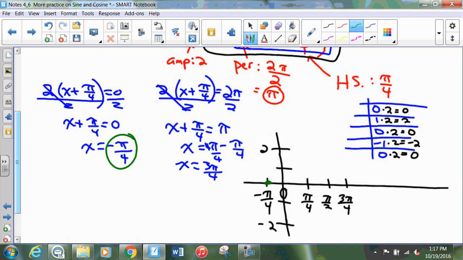So when I plug in negative pi over 4 to the equation, my point is at 0. I'm just going to put these 0, 2, 0, -2, 0. I can't keep going back and forth between long way and short way. Okay, so I see 0, I see 2, so that means that my next tick mark is going to be 2. I see 0, that means my next tick mark is going to be 0. I see -2, that means my next tick mark is going to be at -2. And I see 0, that means my last tick mark is going to be at 0. So I'm going to go ahead and connect these, and there you have it.